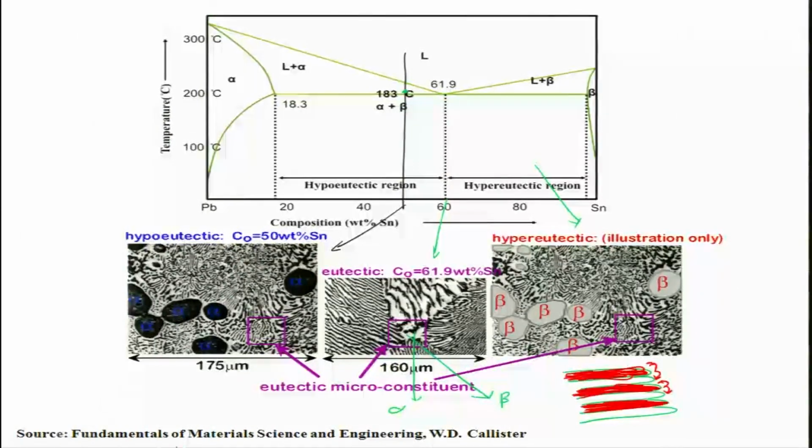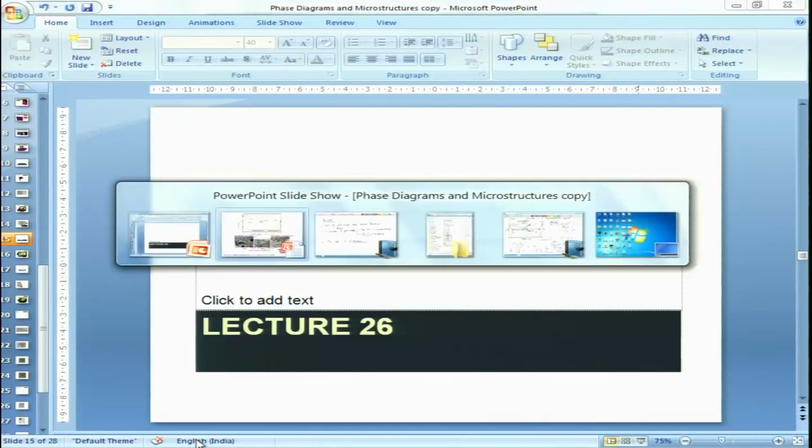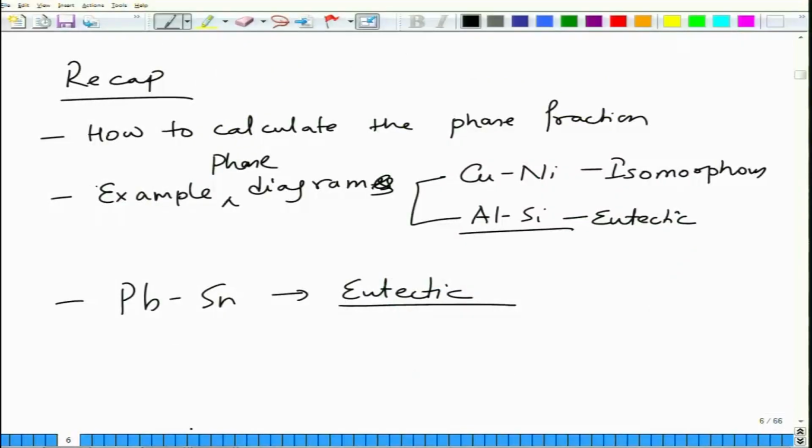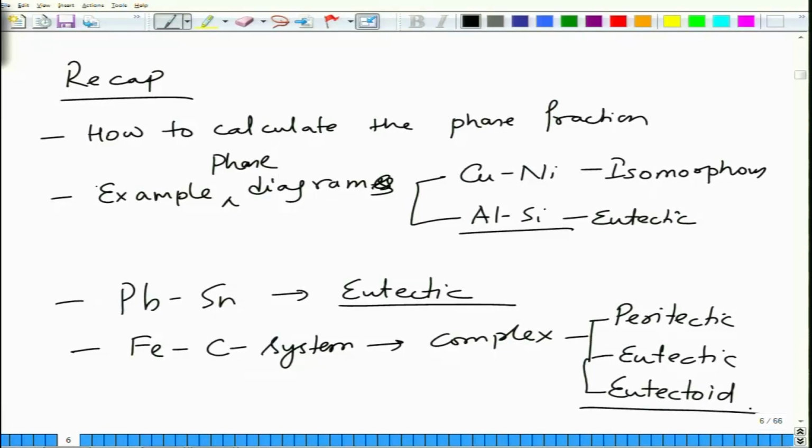Now let's come to the next important alloy, which is of commercial importance. So the next one is the iron carbon system, and this is a complex phase diagram. It has peritectic, it has eutectic, and it has eutectoid reactions. Okay.